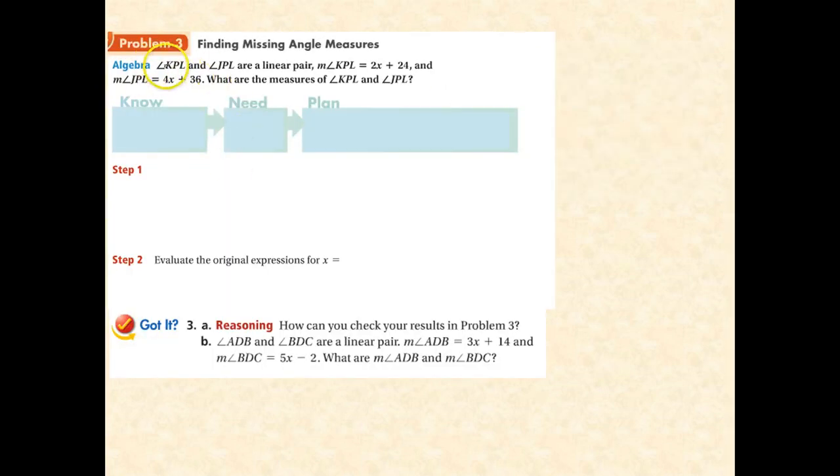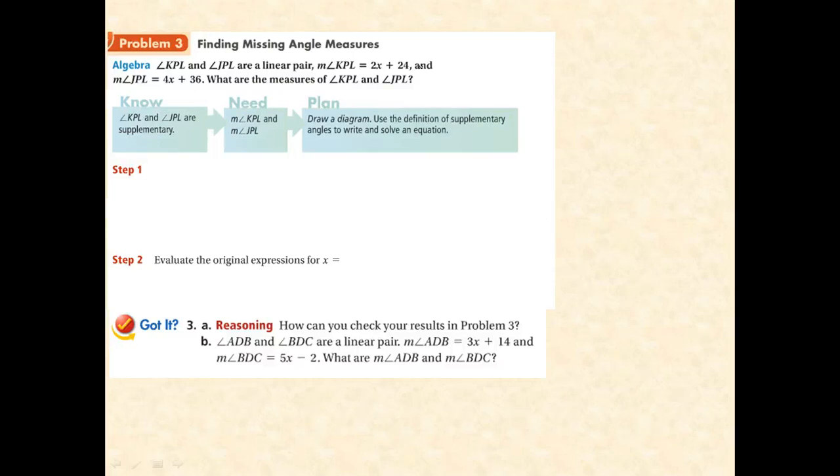All right, angle KPL and angle JPL are a linear pair. The measure of angle KPL is 2x plus 24, and the measure of angle JPL is 4x plus 36. What are the measures of KPL and JPL? We know that they're supplementary because they're a linear pair. We need to find their measures.